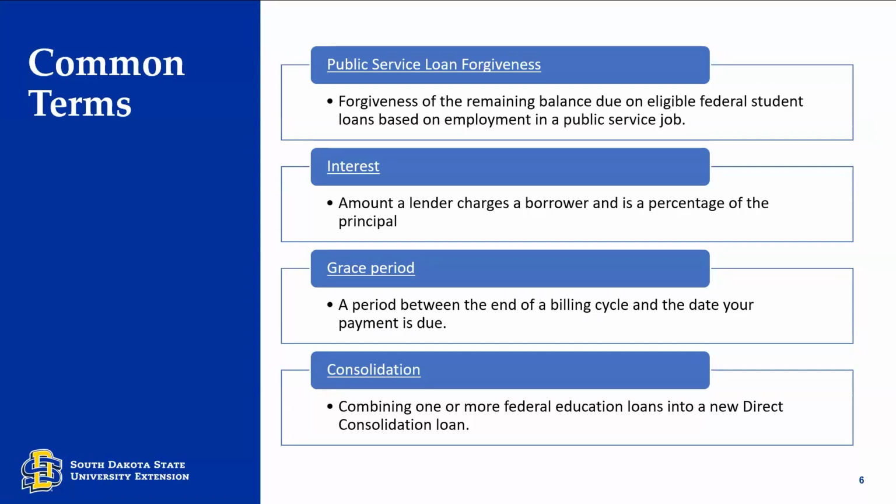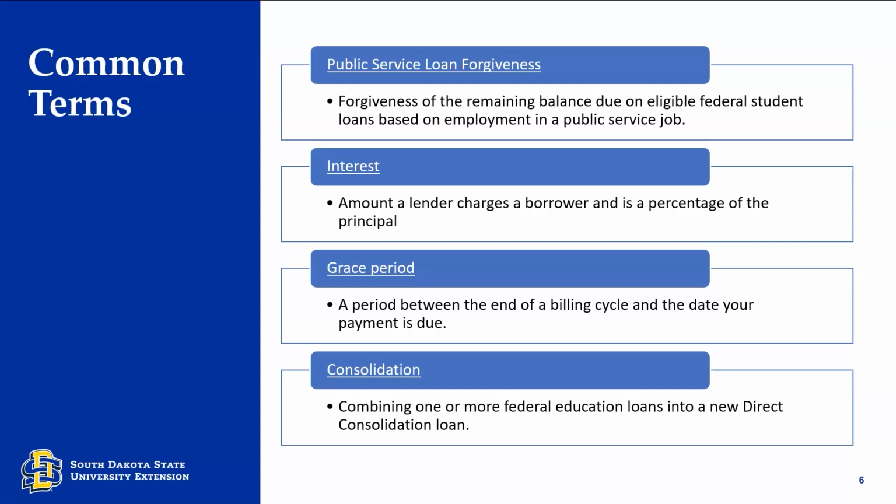Interest is the amount a lender charges a borrower, and it's a percentage of the principal. That's just standard on any type of loan. The grace period is the period between the billing cycle and the date that the payment is due. For college graduates with federal student loans, the grace period is usually 6 months. So if a student graduates in May, November is usually when that grace period is up and when they have to start making those payments.